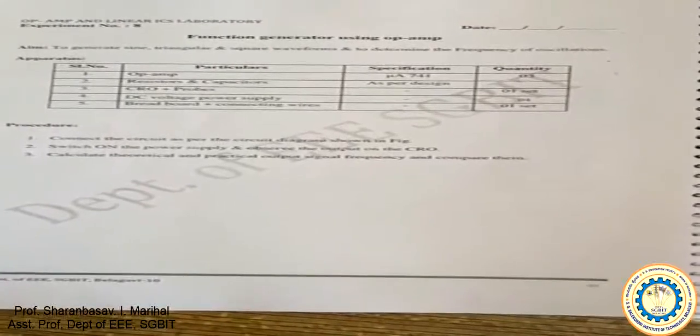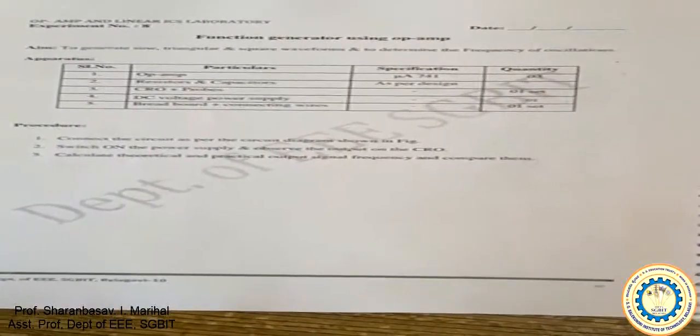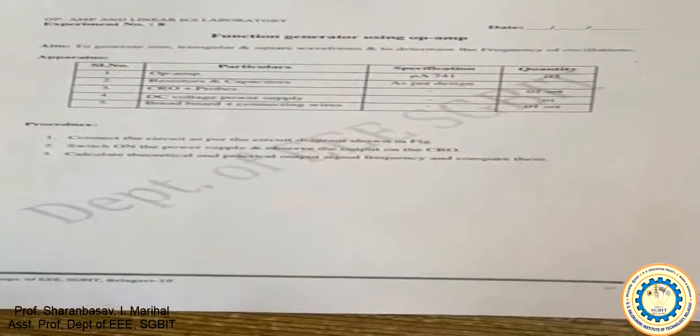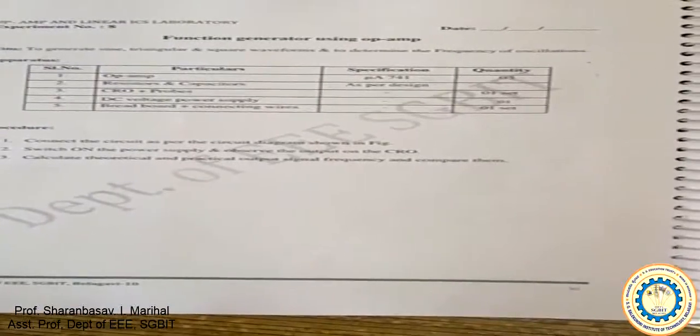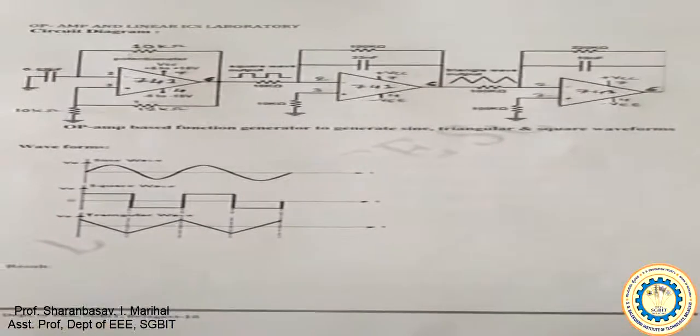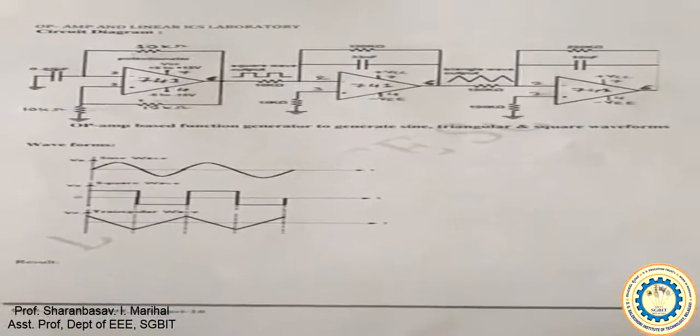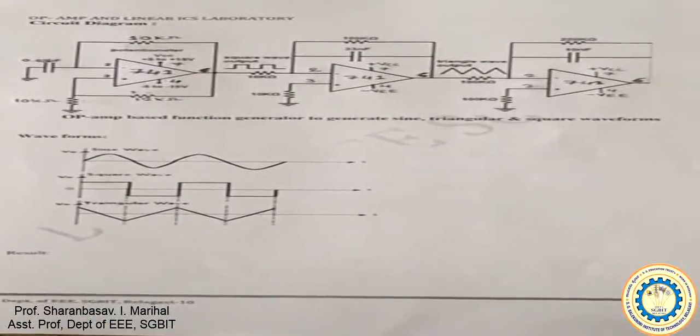To conduct this experiment, we need 741 op-amps, 3 numbers. We need resistors and capacitors as per the circuit requirement, and we need a CRO to check the output waveform. We need a DC power supply for the op-amps and a breadboard for the connection of the circuit, or rigging up of the circuit.